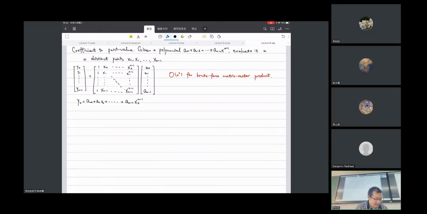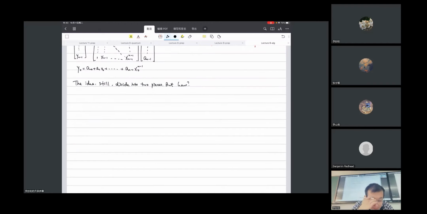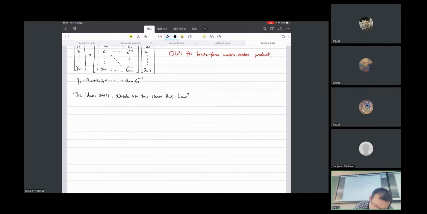Yeah. So how about we do this? The idea is still to divide into two pieces. How do we want to do that? One observation, this really depends on what kind of problems you want to make the division for, basically use the divide and conquer algorithm. But for polynomials, maybe you have the following kind of observations.